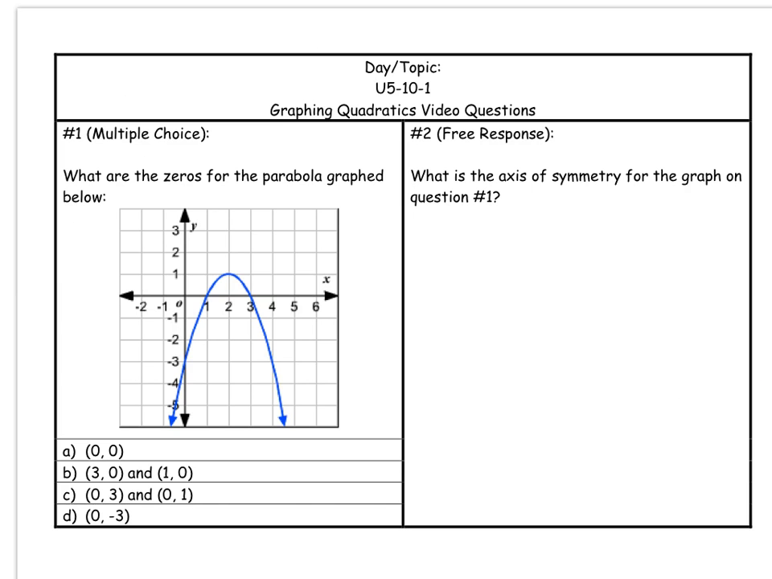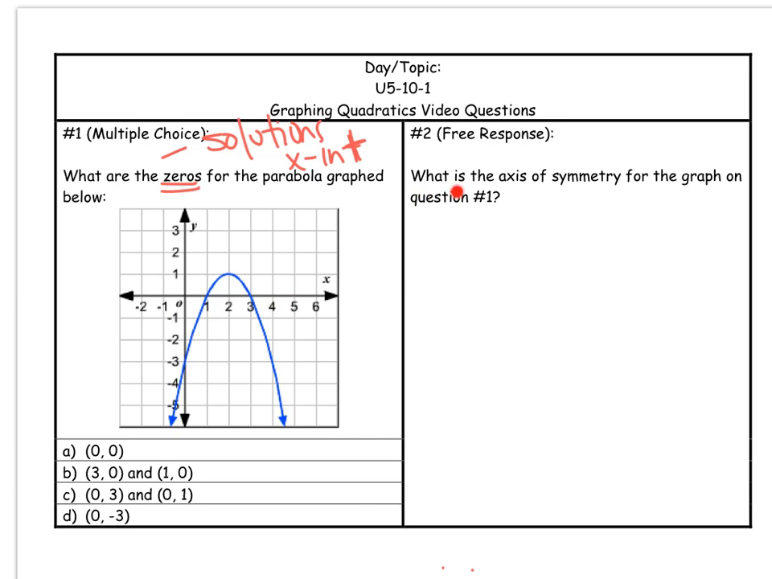Okay, now it's your turn. Multiple choice question 1: what are the zeros for the parabola graphed below? What that's asking, and we talked about this in the last unit, is that the zeros are also known as the solutions or the x-intercepts. So you're looking for the x-intercepts of this parabola right here.